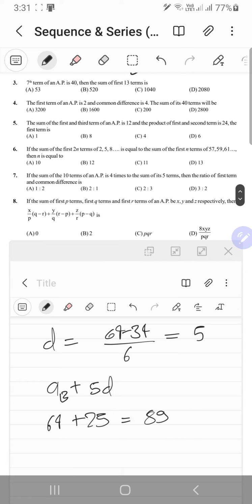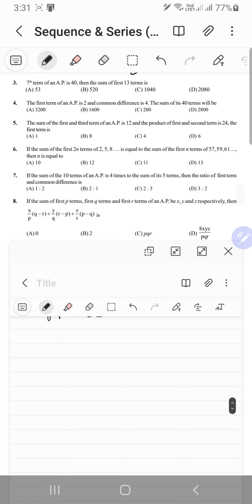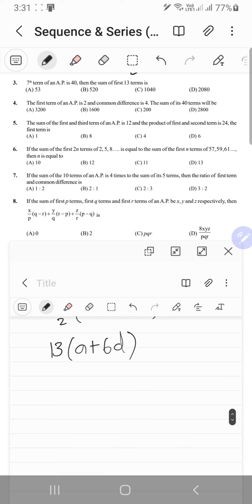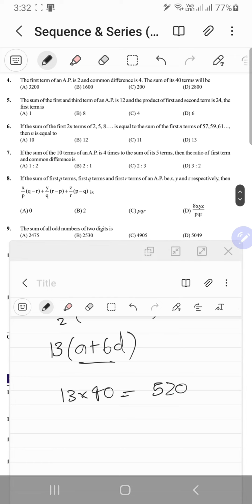Next, the 7th term of an AP is this thing, then the sum of the first 13 terms. The sum of the first 13 terms is going to be 13 upon 2 into 2a plus n minus 1. In this case, 13 minus 1 is 12, so 12D, right? That's what you want. And you can write this as 13 into a plus 6D. And the 7th term is also a plus 6D. So this thing is just 40. So 13 times 40, which is 4 and 12 is like 52, I think. 520.